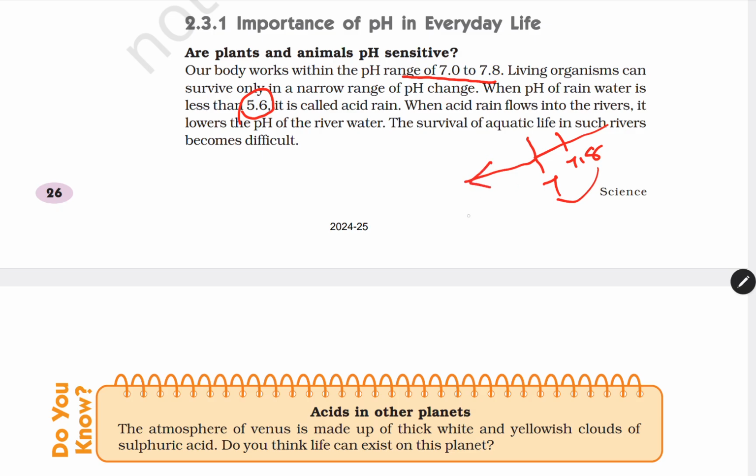If rainwater pH is less than 5.6, it is becoming acidic in nature. If this type of rain is falling, it is known as acid rain. They are not at all good for our health. If this type of rainwater enters into the river, the survival of aquatic life inside the water is very difficult. So we need to protect our environment from these kinds of changes.